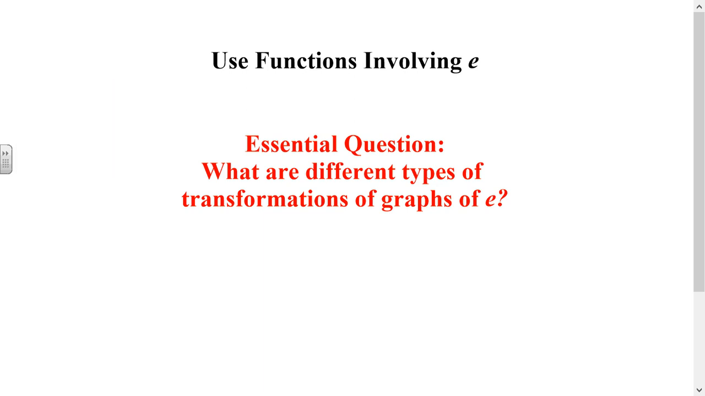Today we're going to discuss using functions involving e. And e is a number, kind of like pi, and the italicized e is the symbol for that number. Your essential question is, what are different types of transformations of graphs of e?